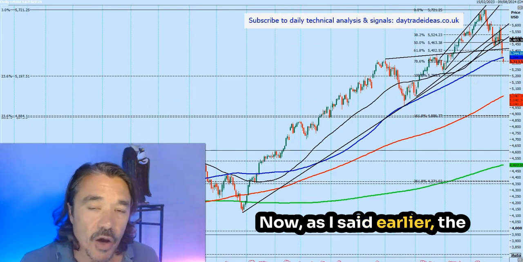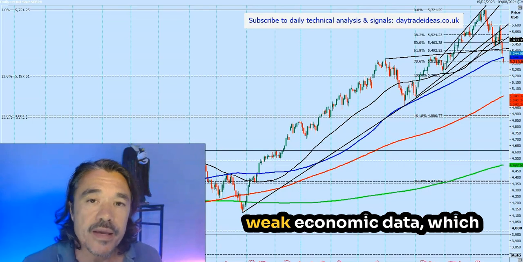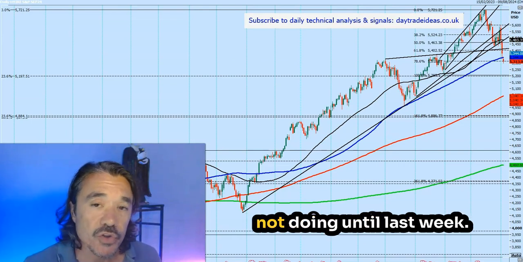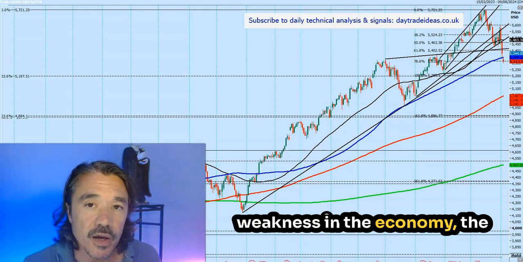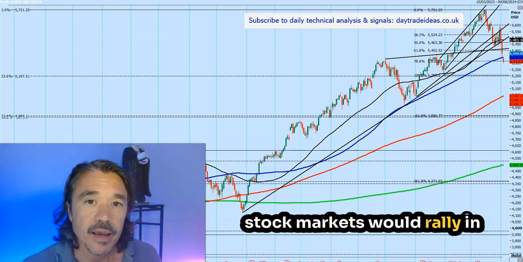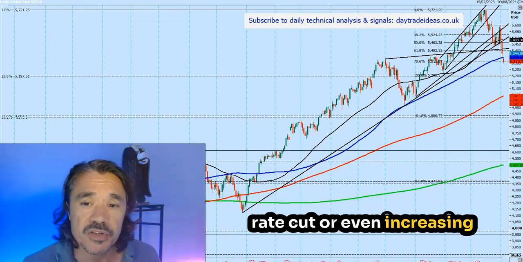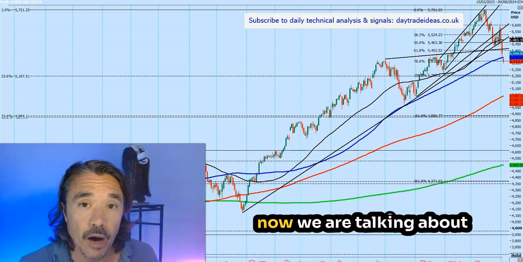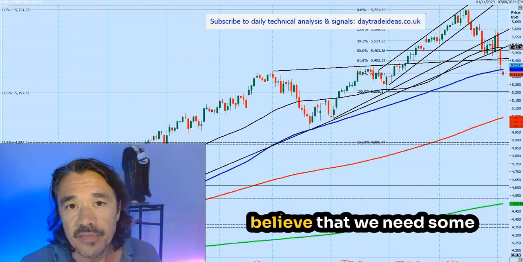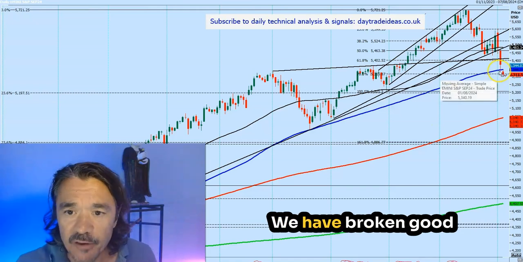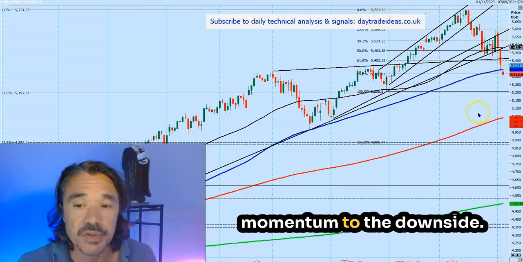Now, as I said earlier, the stock markets have started to react to the downside on weak economic data, which is something they were not doing until last week. Before last week, as soon as we saw a little bit of weakness in the economy, the stock markets would rally in expectations of the Federal Reserve bringing forward a rate cut or even increasing the amount of the rate cut. Well, we do have that now. We are talking about 0.5% rate cuts in September, or at least analysts believe that we need some dramatic rate cuts now. We have broken good support levels in the S&P, so we are building momentum to the downside.